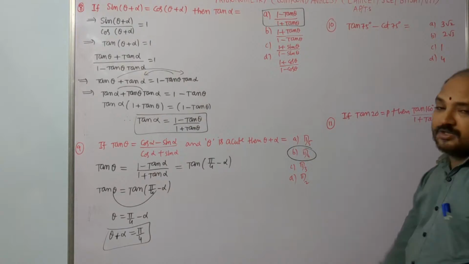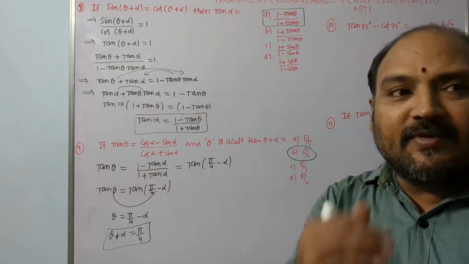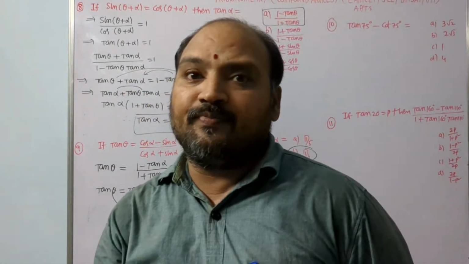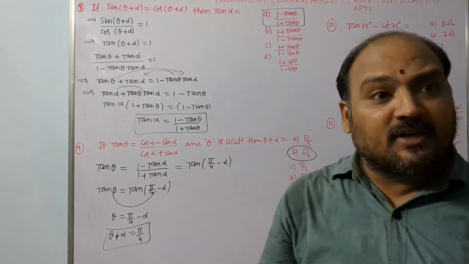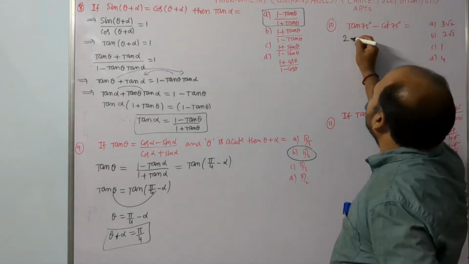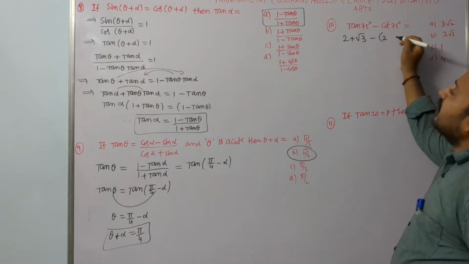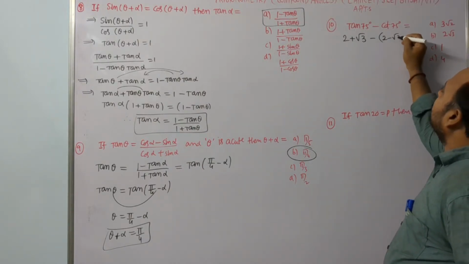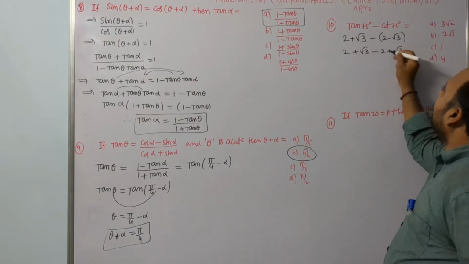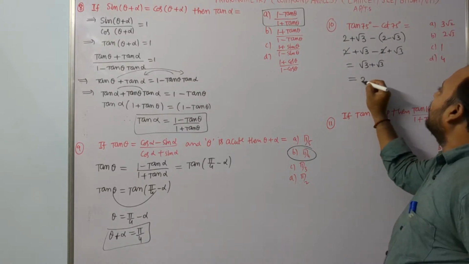Now come to this question. Tan 75 means sin 75 by cos 75. Sin 75 is root 3 plus 1 by 2 root 2. Cos 75 is root 3 minus 1 by 2 root 2. So after simplifying that, you will get 2 plus root 3. Minus cot 75, which is the reciprocal, means 1 by 2 plus root 3, it becomes 2 minus root 3. So 2 plus root 3 minus 2 plus root 3, the 2 and 2 get cancelled, root 3 plus root 3, which is equal to 2 root 3.